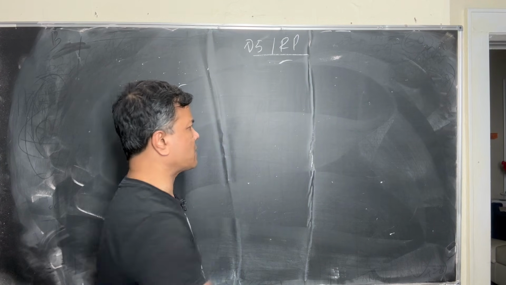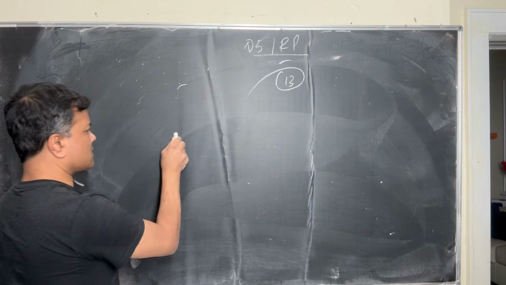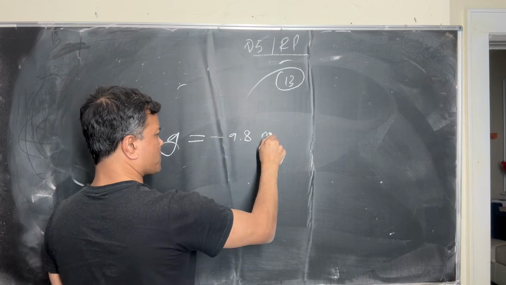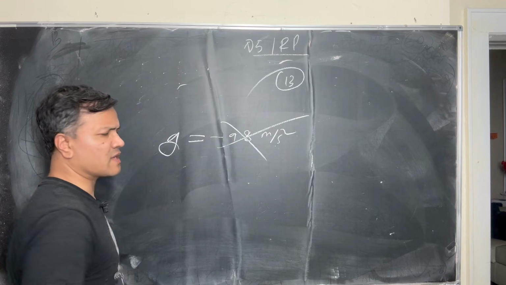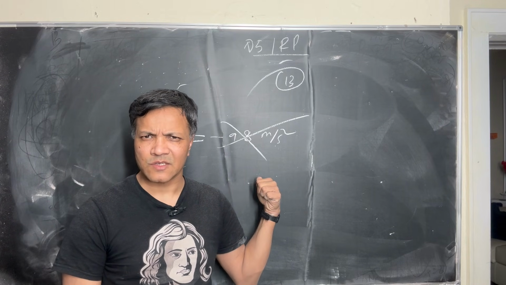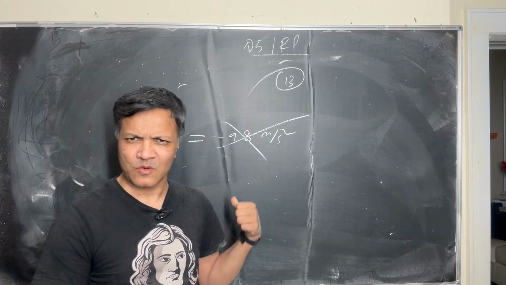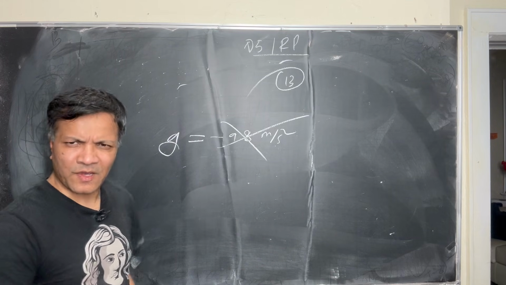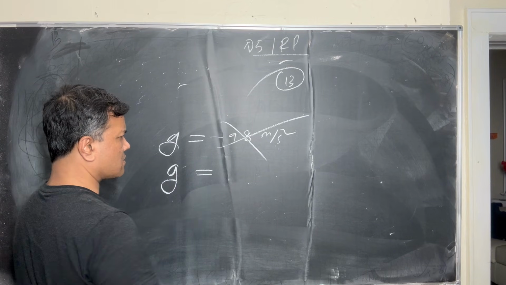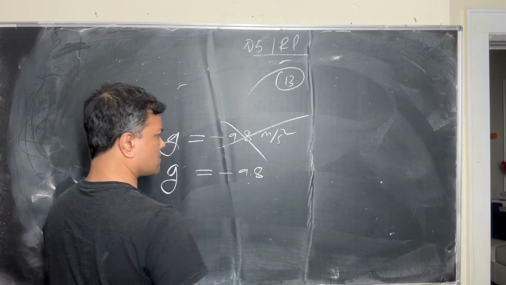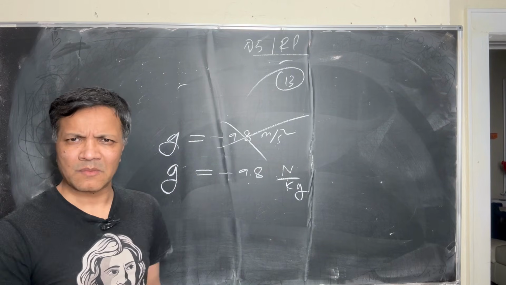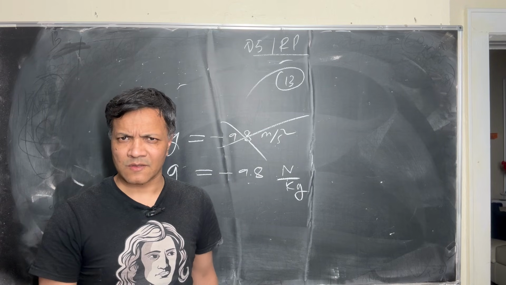Let's do problem number 13. If you write g is negative 9.8 meter per second squared, I'll mark it wrong. Why is that? Because this is not what I asked. I did not ask you to give me acceleration due to gravity. Of course, this is very close to what I asked for, g, which is negative 9.8 Newton over kilogram. So you can say this is almost the same, but almost the same and the same are not the same thing.